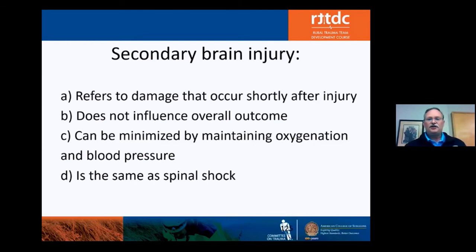Okay, secondary brain injury: A, refers to damage that occurs shortly after the injury; B, does not influence overall outcome; C, can be minimized by maintaining oxygenation and blood pressure; D, is the same as spinal shock. I think the general consensus is C. Here again, it goes to adequate resuscitation and oxygenation. A secondary brain injury is usually the result of hypoxemia and hypotension as well.